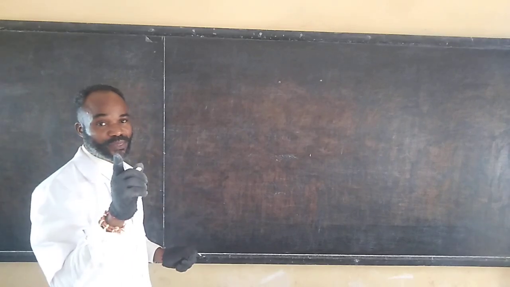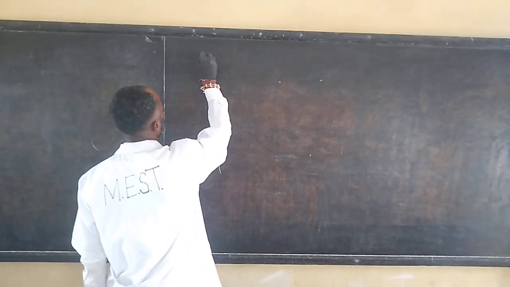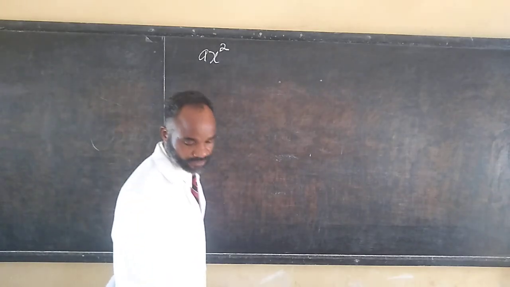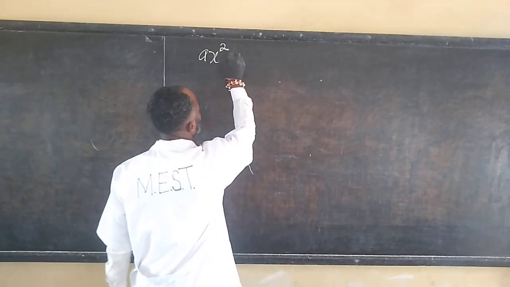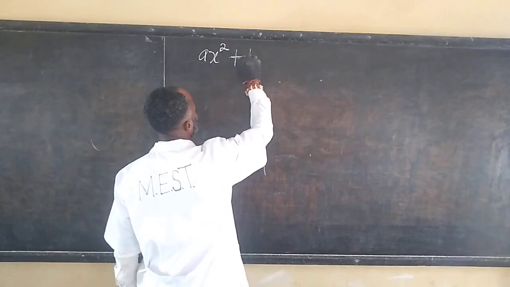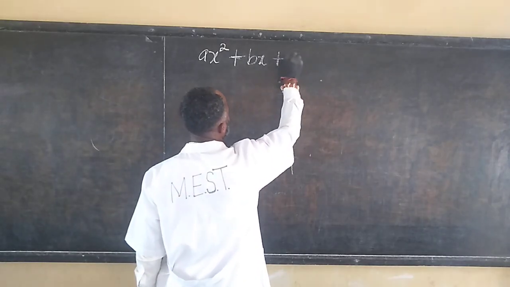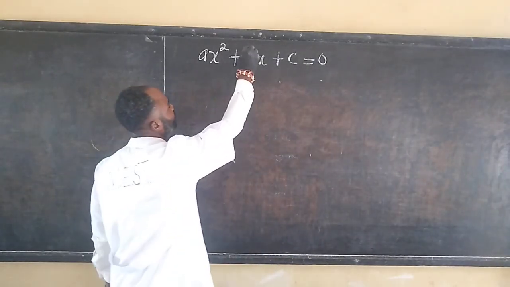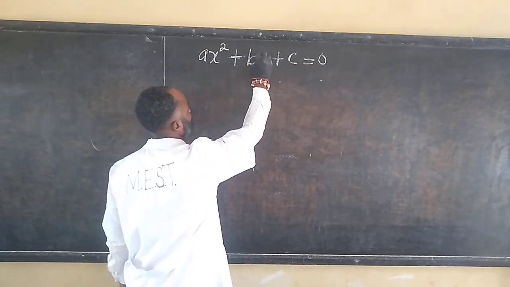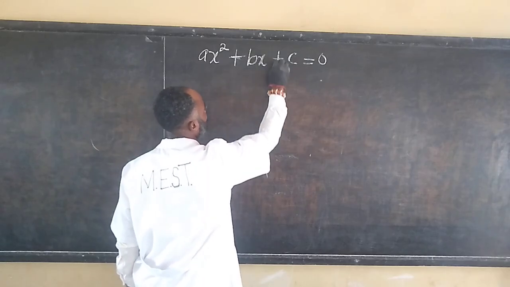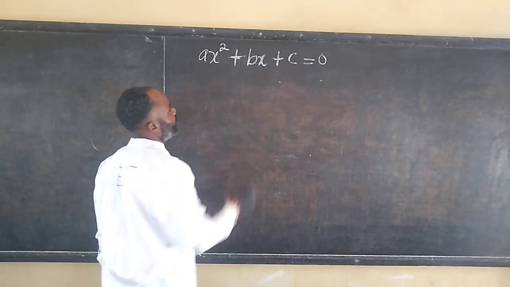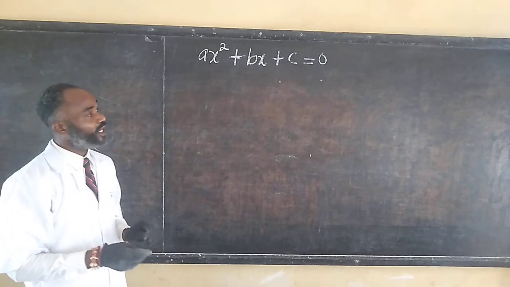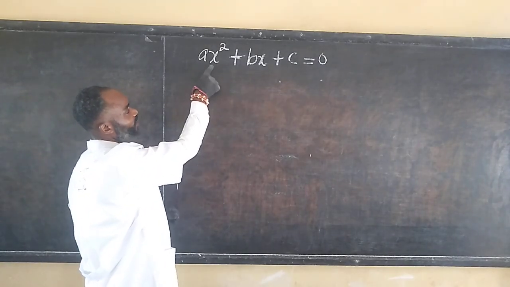And generally, a quadratic equation is represented by ax squared plus bx plus c all equal to 0. So if you have this and you want to show the completing the square method, what you need to do first of all is to divide through. The first thing to do is to divide through with the coefficient of x squared.